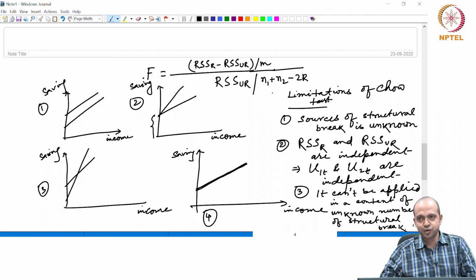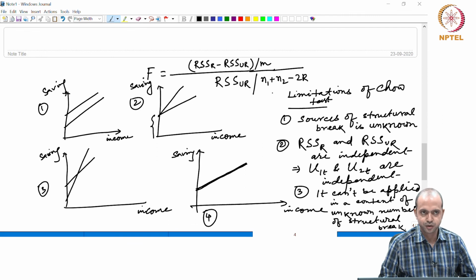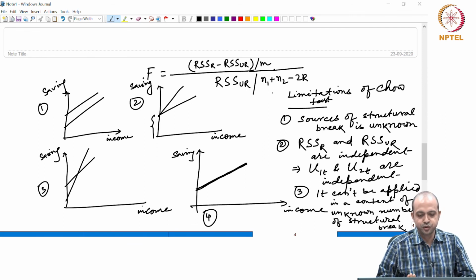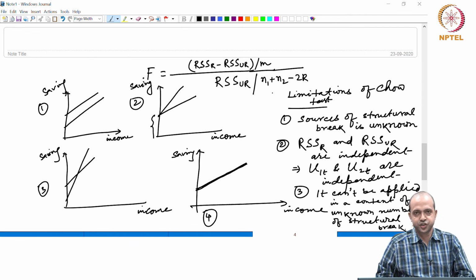So, for the application of the Chow test using empirical data, we will be using a particular data set of saving and income in the context of the US, and then we will implement this Chow test. That we will discuss in our next class. So, today's class we are closing here, up to this level, the discussion of the Chow test in the context of structural break analysis.